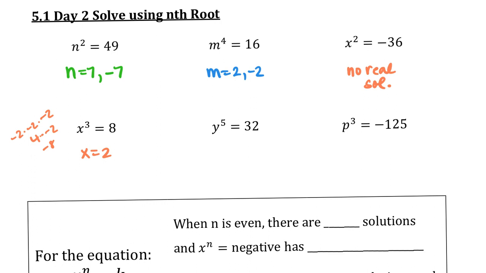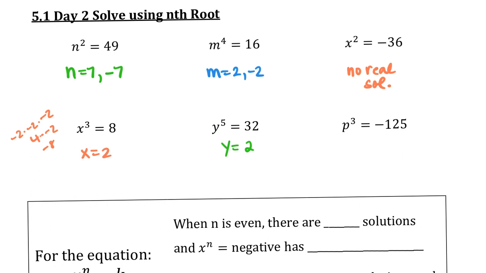Okay, what about y to the 5th equals 32? Sure, it could be 2. Can it be negative 2? Let's check. If I do negative times negative, that's positive, then negative, positive, negative. I would get a negative 32. Negative 2 does not work here.